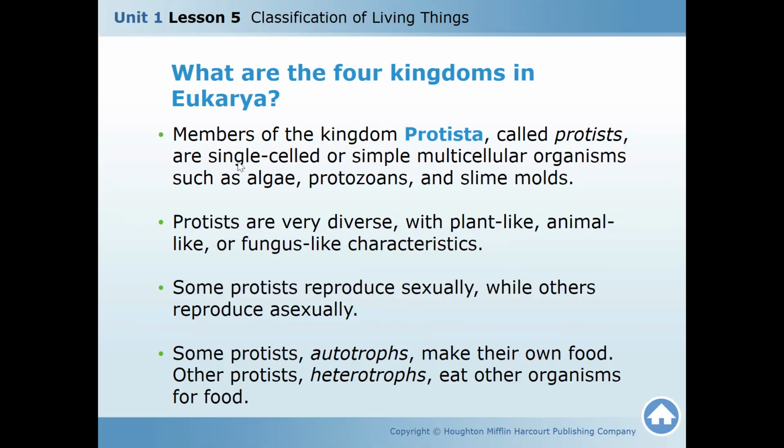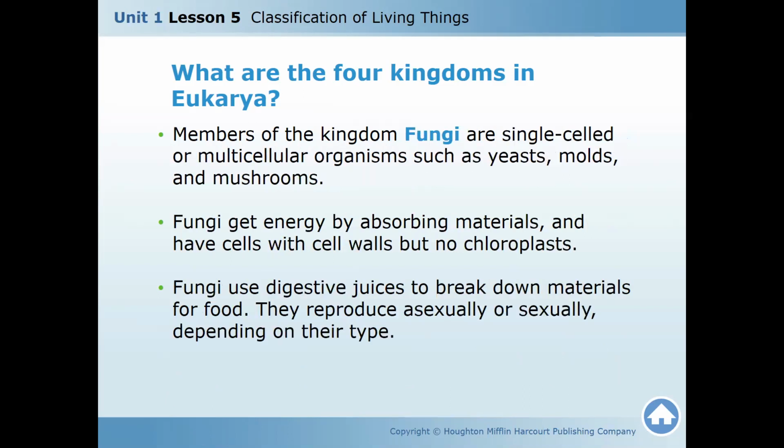Only 3 lines, girls. That's it. For protista, they are diverse, plant-like, animal-like. They reproduce sexually and asexually. Some protists, autotrophs, make their own food. Other protists, heterotrophs, eat other organisms for food. This was about protists. I hope this is clear. Next, we have fungi. Fill in fungi first. They can be single cell, they can be multi-cell. Examples: yeast, mold, mushroom.